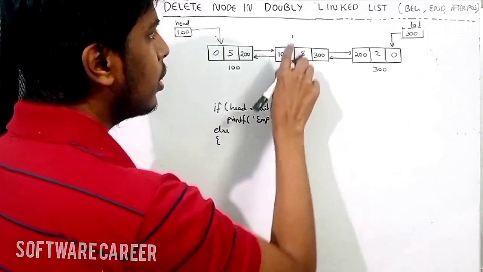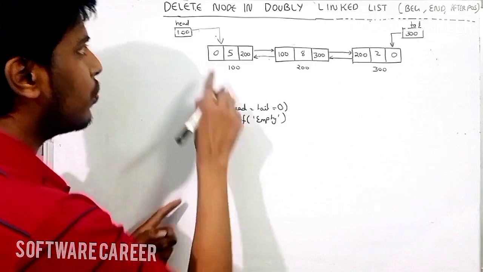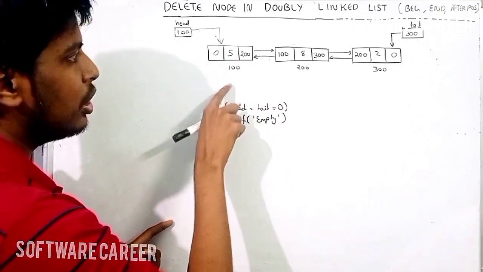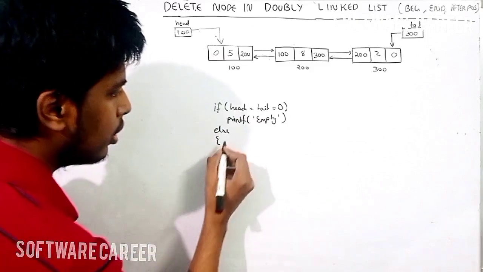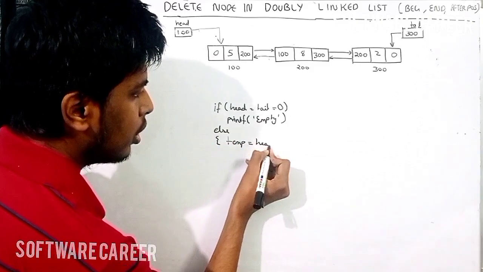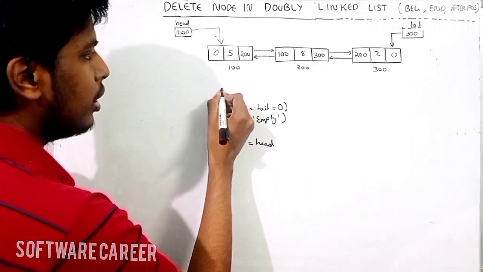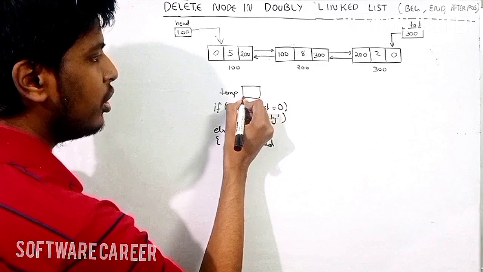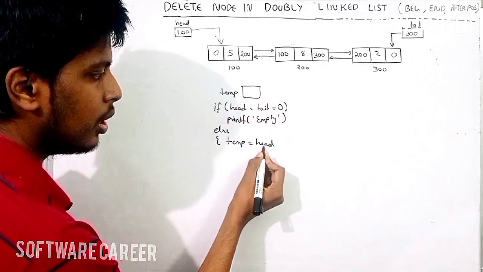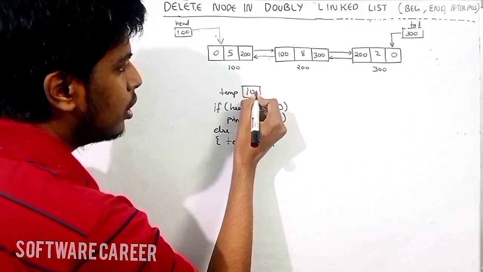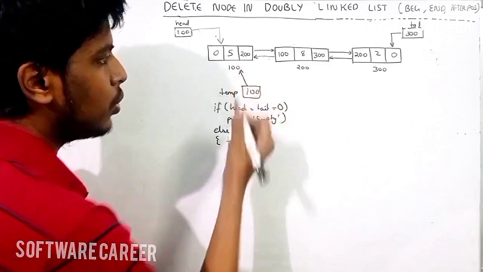Now see, now I am writing the code. First I am creating a temp pointer, and that temp pointer is pointing to this node. See here, temp equals head. Now I am creating a temp pointer and this pointer has the value which is equal to head. Head is 100, so this temp is 100, so this pointer is pointing to the first node.